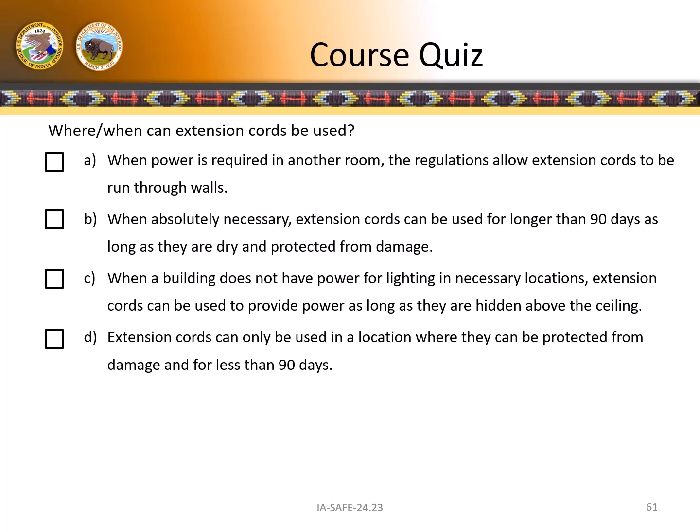Where/when can extension cords be used? A. When power is required in another room, the regulations allow extension cords to be run through walls. B. When absolutely necessary, extension cords can be used for longer than 90 days as long as they are dry and protected from damage. C. When a building does not have power for lighting in necessary locations, extension cords can be used to provide power as long as they are hidden above the ceiling. D. Extension cords can only be used in a location where they can be protected from damage and for less than 90 days.